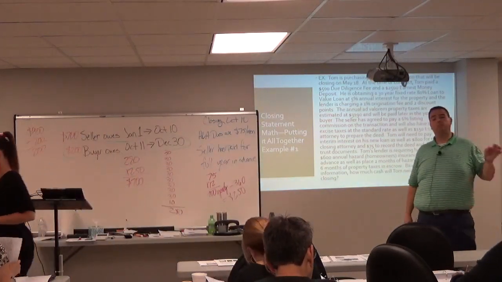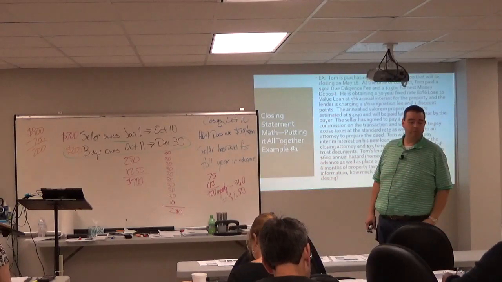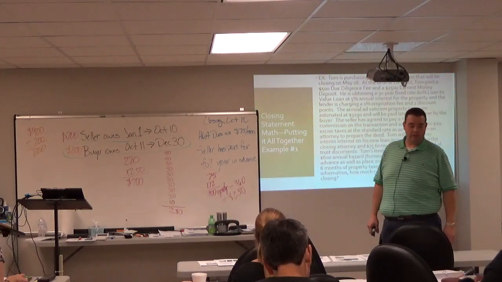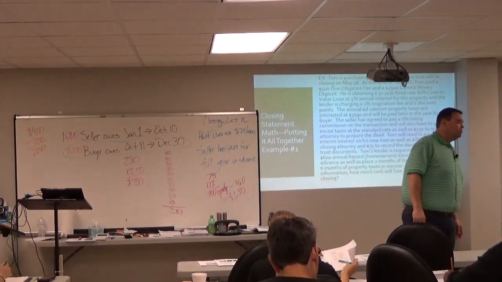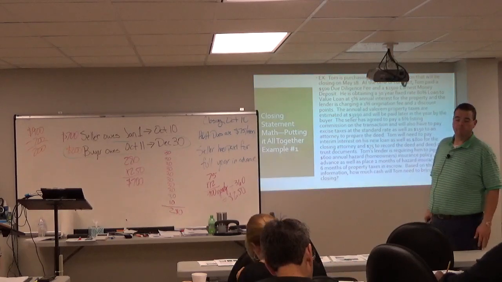I'm going to be walking around and I want to see you working on these. So you need 4 columns: seller debit, seller credit, buyer debit, buyer credit. 4 columns.